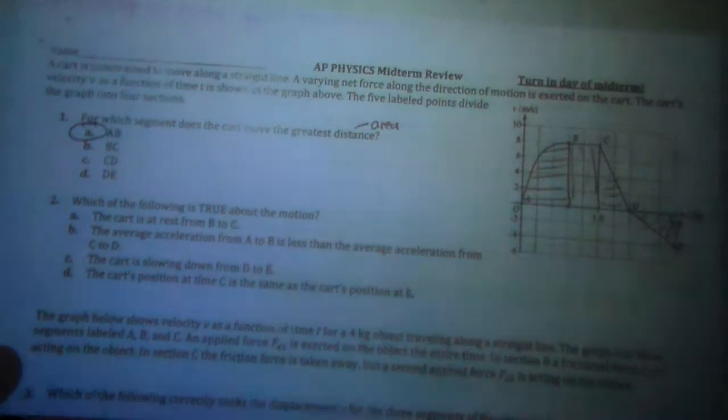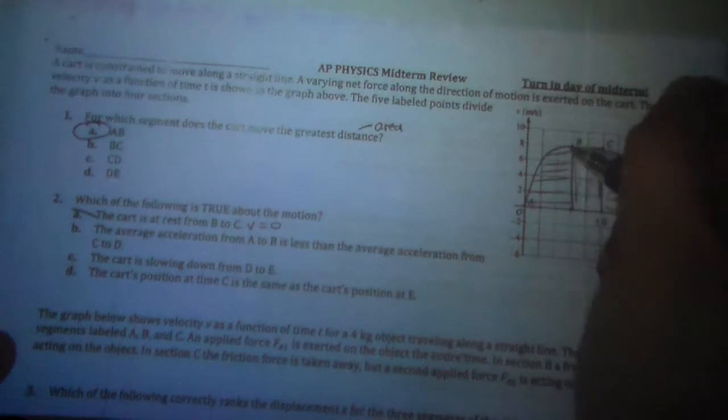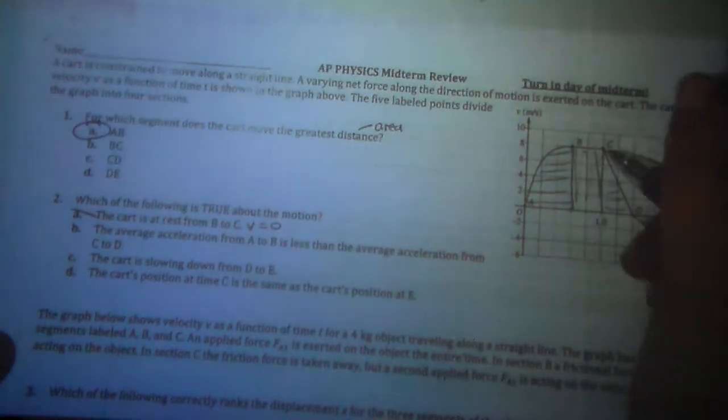Which of the following is true? It's at rest from B to C. No, because being at rest would be a velocity of 0, that would be down here, so not true. The average acceleration from A to B is less than the average acceleration from C to D.